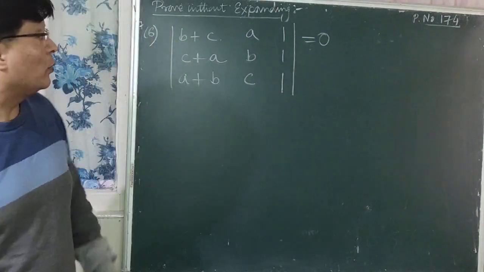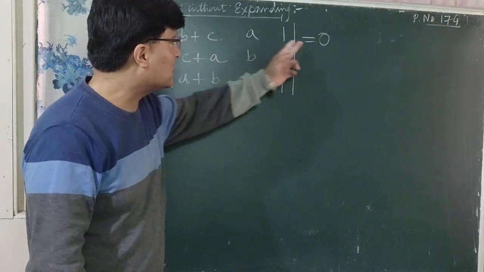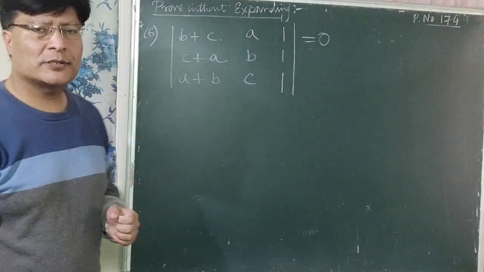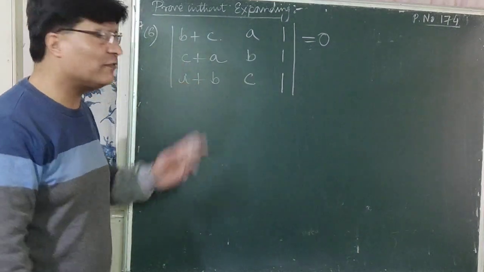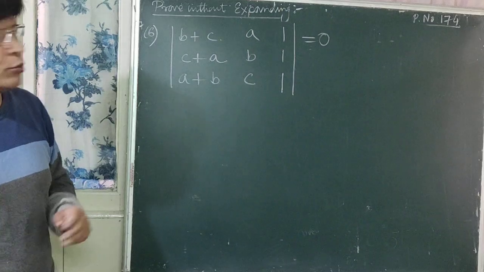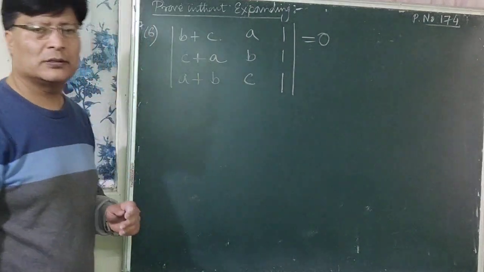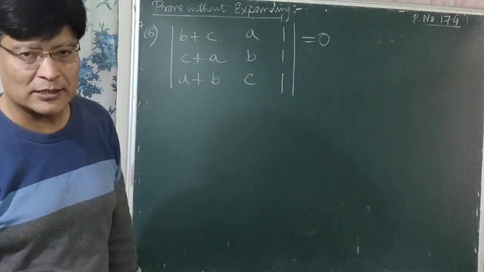So now we will do question number 6. You have to prove this left hand side is equal to 0 without expanding. This is a very important question. You might get this type of question in higher secondary examination. So without expansion, you have to prove this determinant is equal to 0.